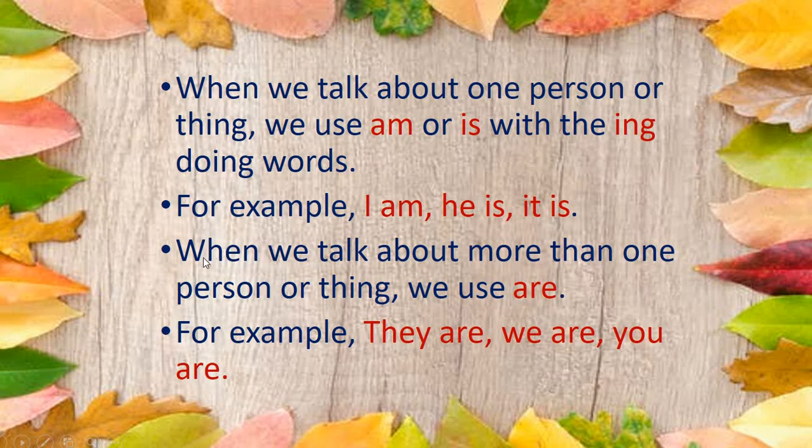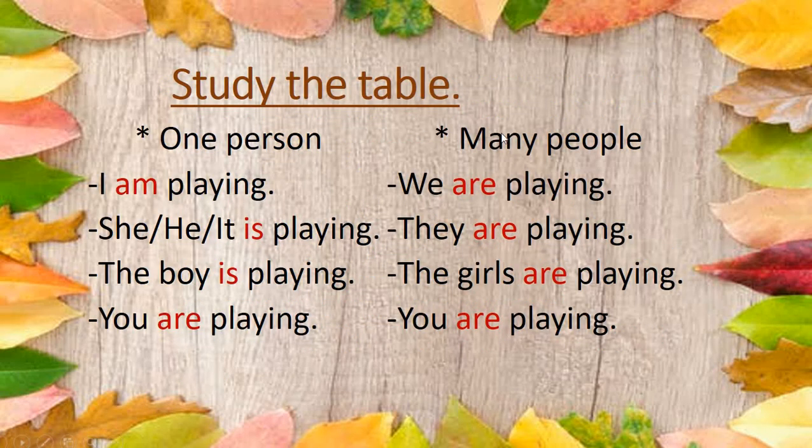Understood? Now see, when we talk about more than one person or thing, we use are. For example, they are, we are, you are. They are playing, we are writing, you are sitting. Understood? Very good. Now we'll study the table. See here, I have shown you. Study the table. From this it will be very clear to you.